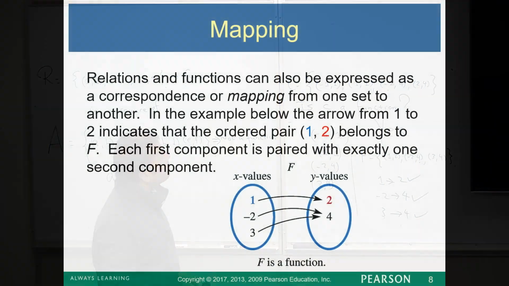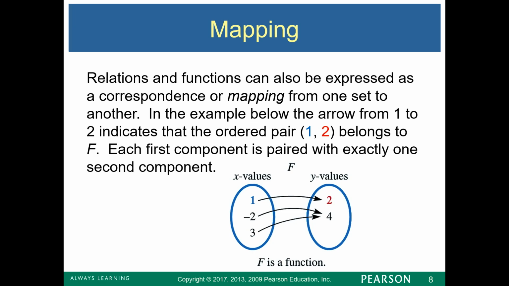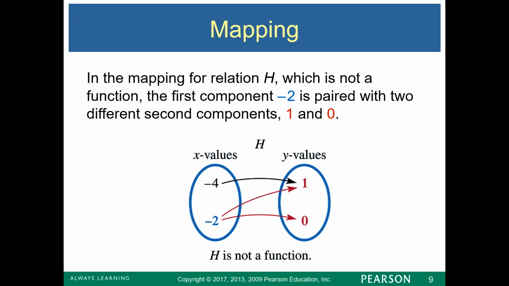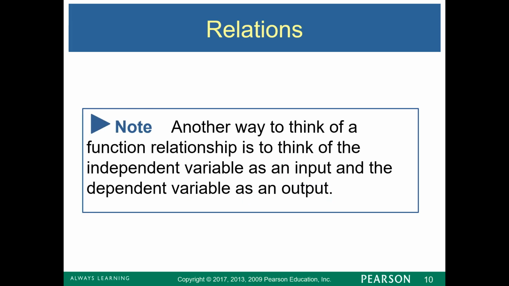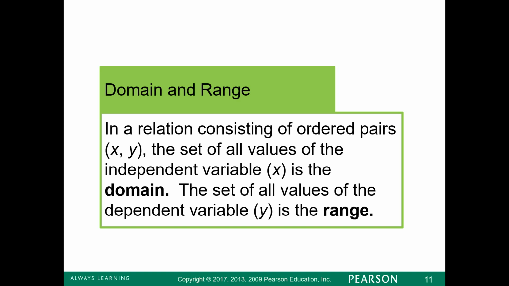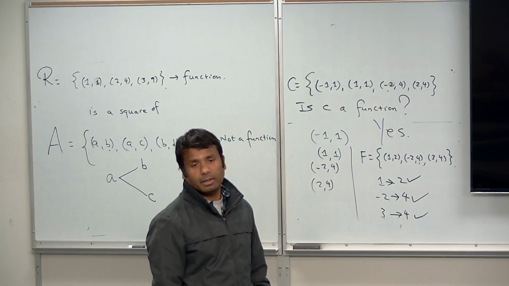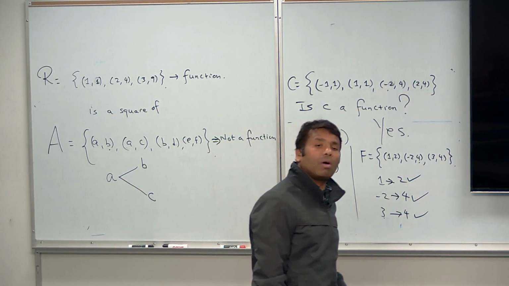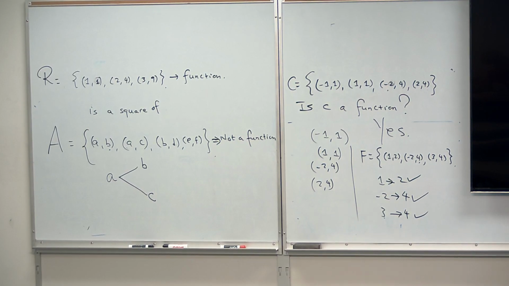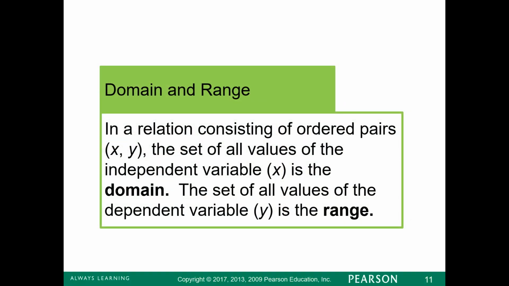So this is the mapping. You have a balloon diagram over there. So now this is not a function. You know why? Because negative 2 corresponds with 2 y values. You got it? And the domain is the set of all x values. And the set of all y values is called the range. Okay? The domain is the set of all x values, and the range is the set of all y values.